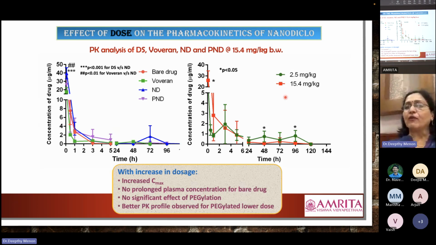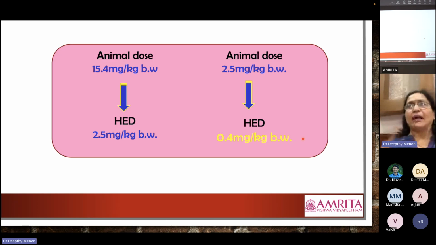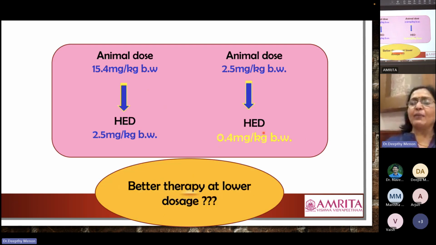Comparison between 2.5 and 15.4. 2.5 was much better in comparison to 15.4. We studied why. It was getting biodistributed and accumulated in the organs. But see that, can we move away from 2.5 mg per kg body weight to as low as 0.4 mg per kg body weight? Which means, are we able to get a better therapy at a lower dosage? This was a question that we asked ourselves.